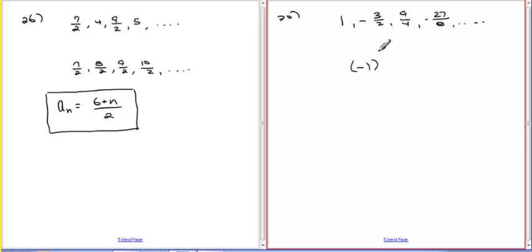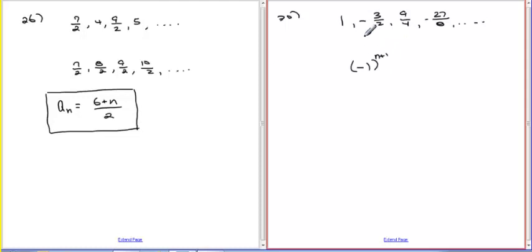Okay, so one thing we see is this pattern of alternating. So that always means you've got negative 1 raised to some power. It starts out as even, so we're going to have n plus 1, so that when we start with n, we're going to have an even number. So when n equals 1, we get 2, which gives positive. When n equals 2, you get a negative.